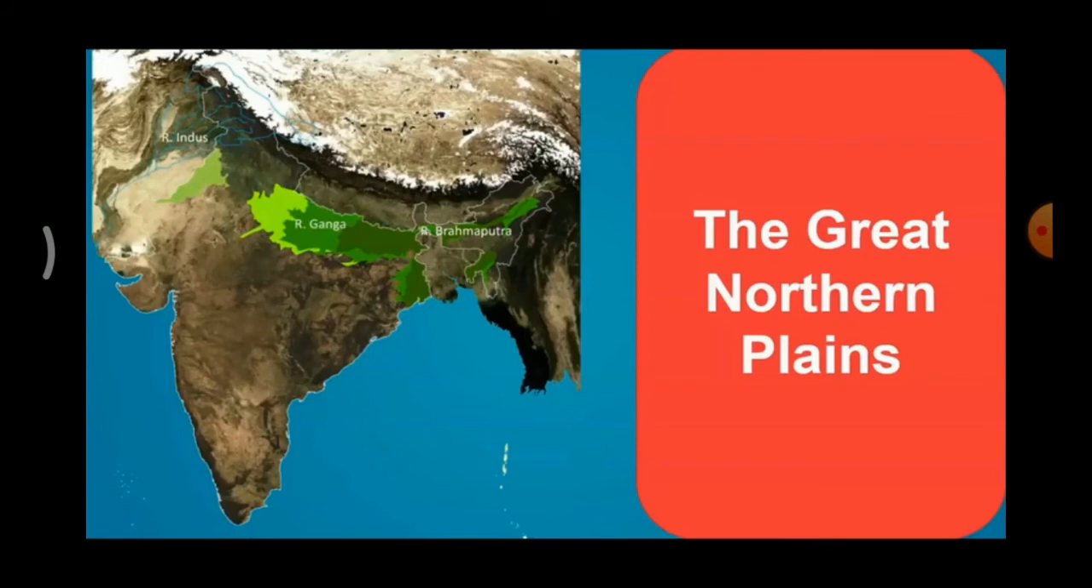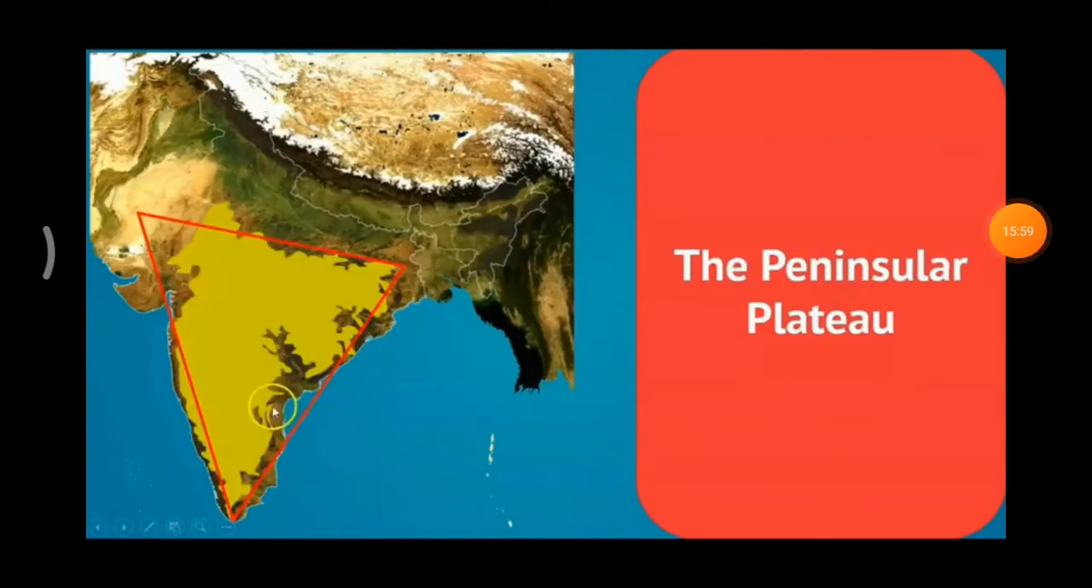Next we are going to see about the peninsular plateaus. The plateau region lies to the south of the Great Northern Plains. This is the largest physiographic division of our country. It covers an area of about 16 lakh square kilometer. The peak of Anaimudi is the highest point of this plateau. Its height is 2695 meter and it is located in Anaimalai.